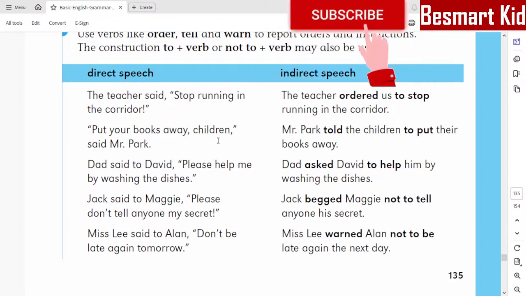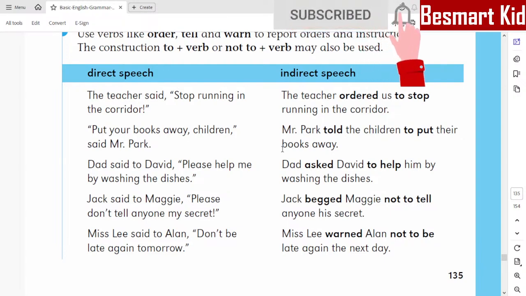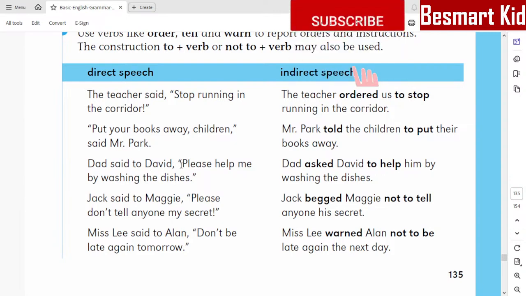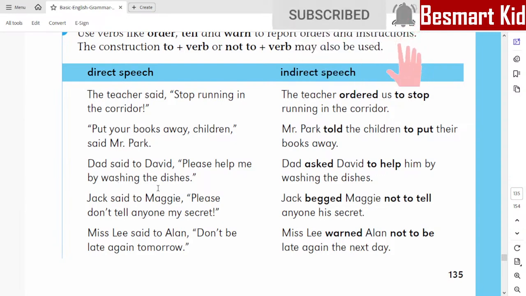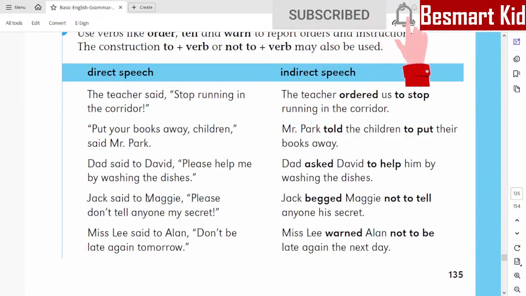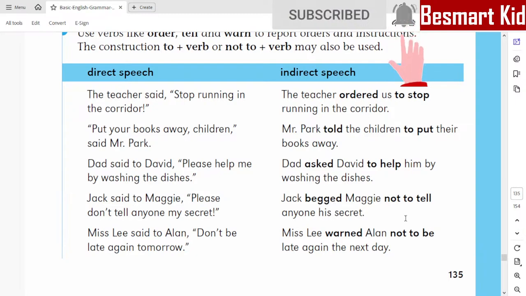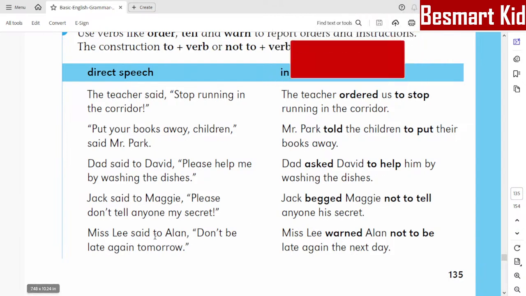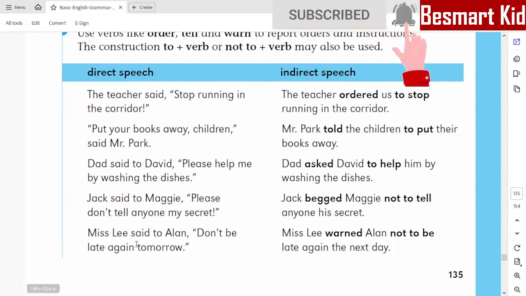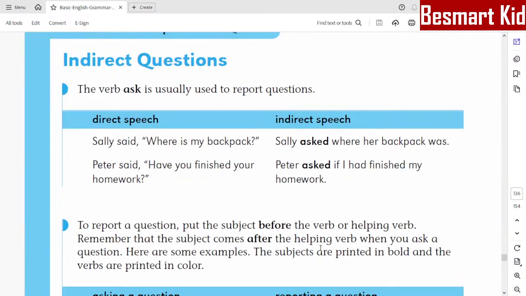"Put your books away, children," said Mr. Park. Mr. Park told the children to put their books away. Dad said to David, "Please help me by washing the dishes." Dad asked David to help him by washing the dishes. Jack said to Maggie, "Please don't tell anyone my secret." Jack begged Maggie not to tell anyone his secret. Miss Lee said to Alan, "Don't be late again tomorrow." Miss Lee warned Alan not to be late again the next day.